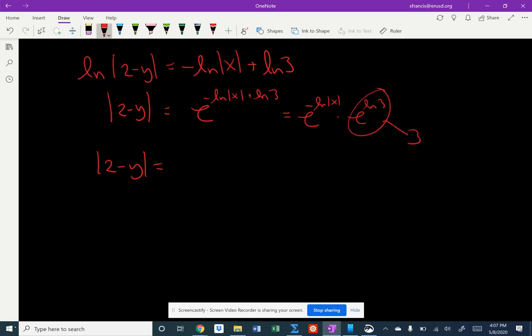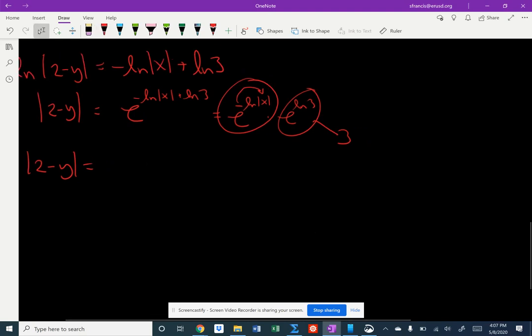This part's going to become 3. Okay. Now this part over here, you can't just cancel the e in the natural log because it's negative. You got to move the negative on the inside. In case you don't remember, if I take the natural log of x to the power of a, that's the same as a times the natural log of x. So the exponent became a multiplier.